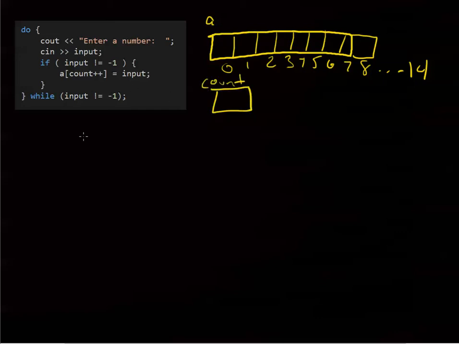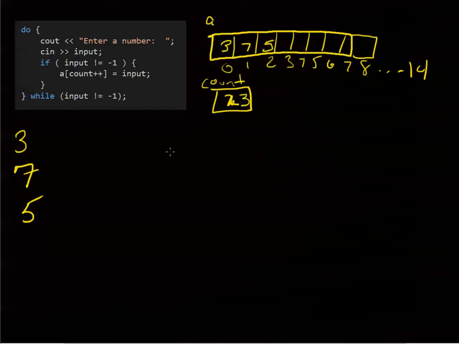And as this starts to work, let's say the user types in the number 3, count goes from 0 to 1, and 3 goes in here. The user types in 7, right? Count's going to go to 2, 7's going to go in here. User types in 5, count will go to 3, 5 will go in here. And let's say the user types in -1. We're going to say input not equal -1. Okay, that actually is false, so we're going to skip this statement, and we're going to stop. So count will stay at 3. We'll have 3, 7, and 5.